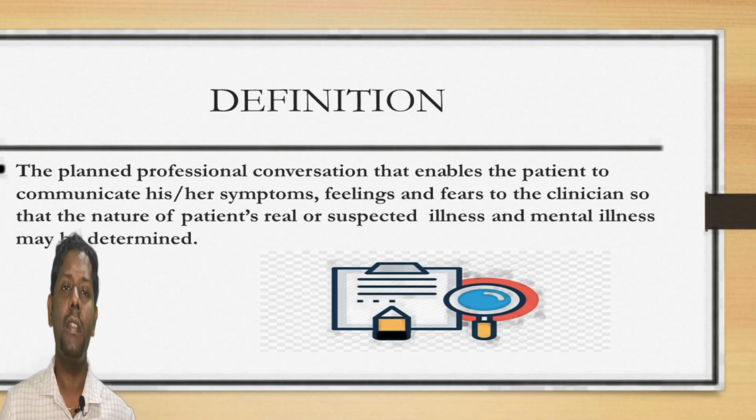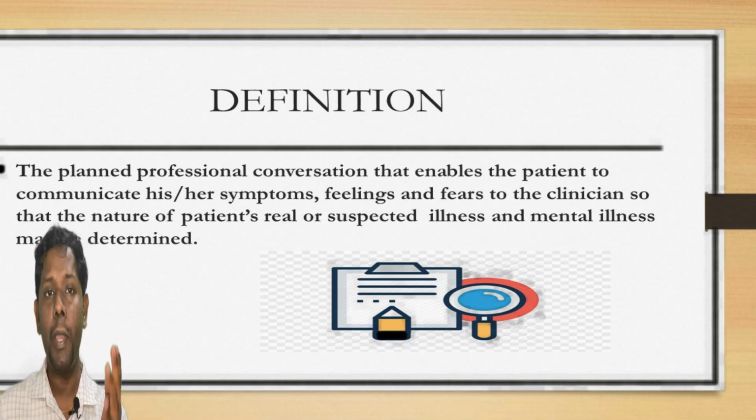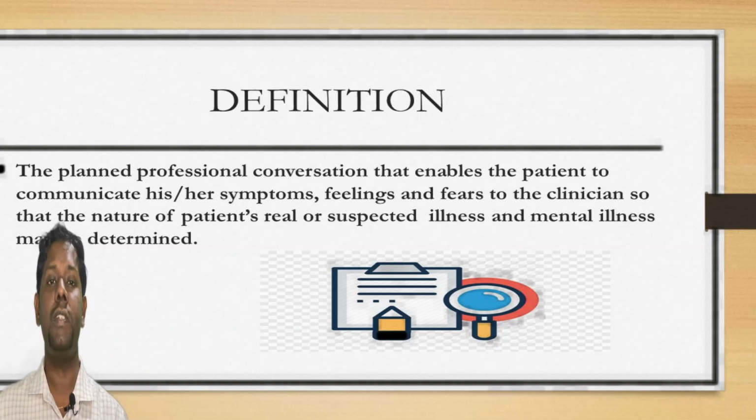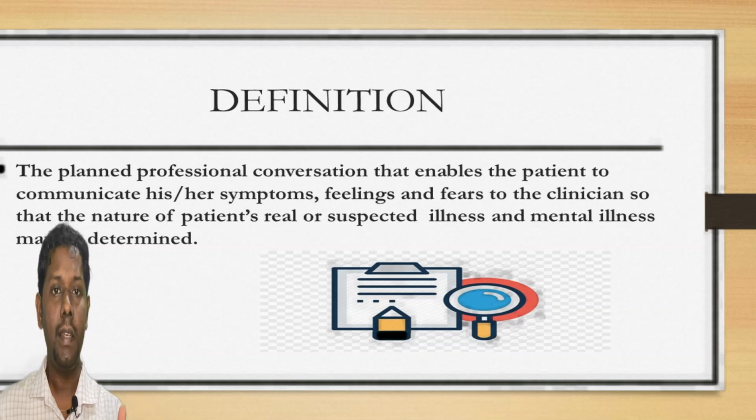So coming to the definition, it is a planned professional conversation that enables the patient to communicate his feelings, fear, and symptoms to the clinician so that the real or the suspected illness as well as the mental illness may be determined. So this is the definition of case history. It may be a sensitivity or a pain that can't be explained by the patient. So the clinician must know what is the real or the suspected illness.